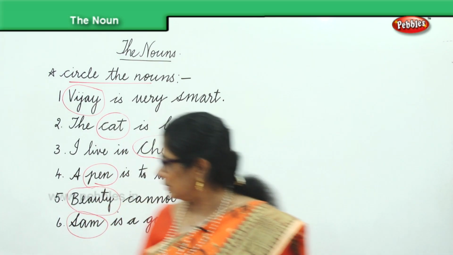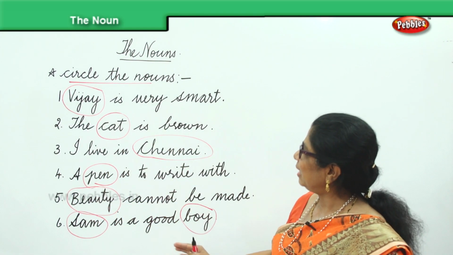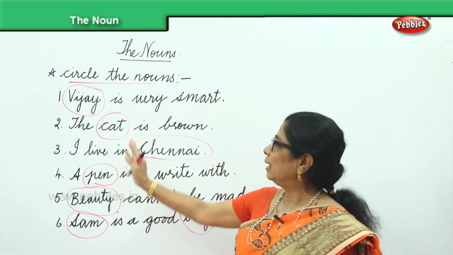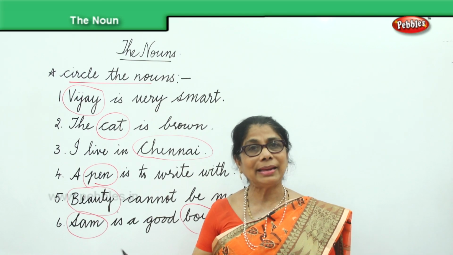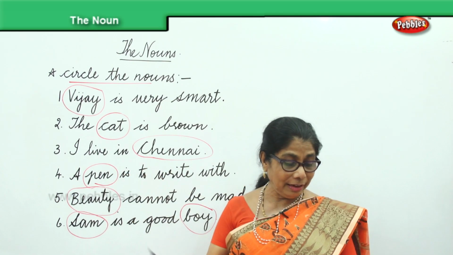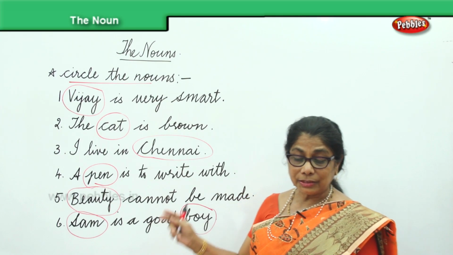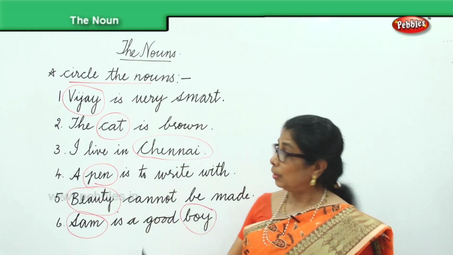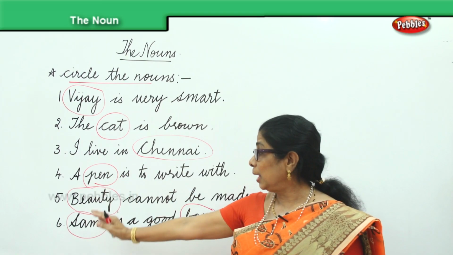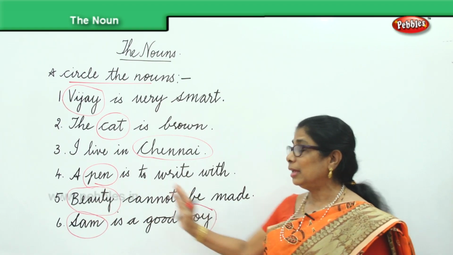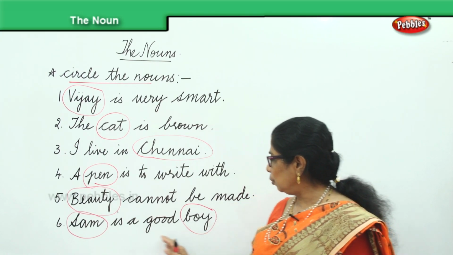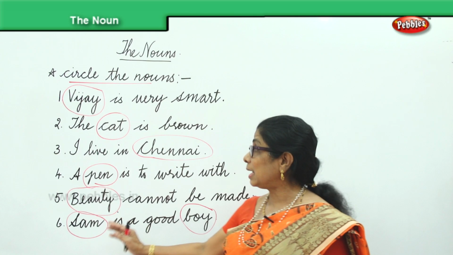We've got 6 sentences here. Vijay is very smart. Vijay is the noun. The cat is brown. Cat is a noun. I live in Chennai. Chennai is a noun. Pen is to write with. Pen is a noun. Beauty cannot be made. Beauty is a noun. Now, Sam is a good boy. Boy is a noun, Sam is a noun.